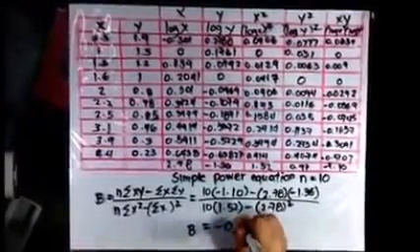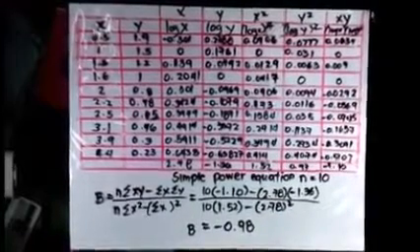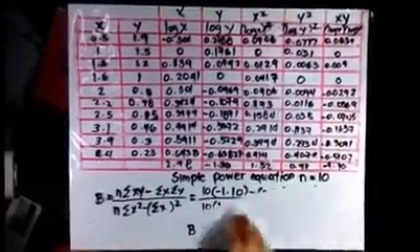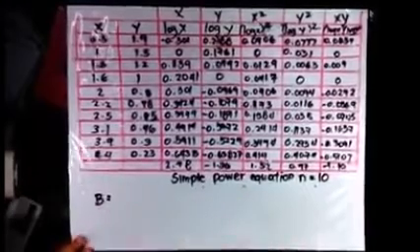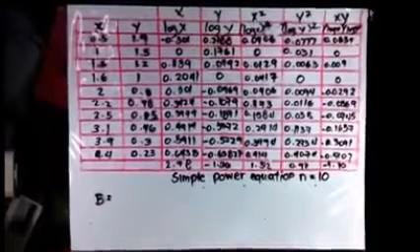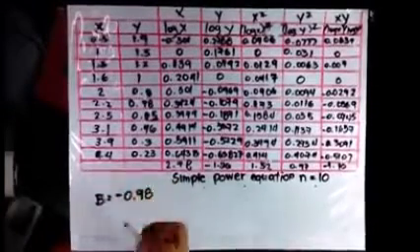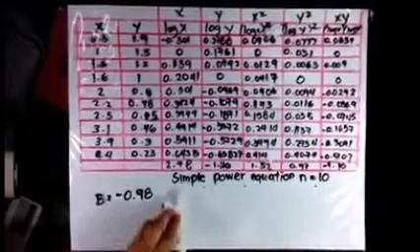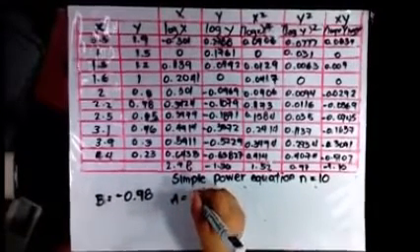B is equal to negative 0.98. Now we get the value of B, which is negative 0.98.